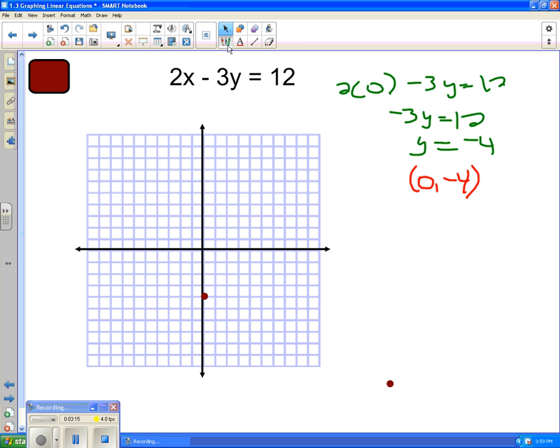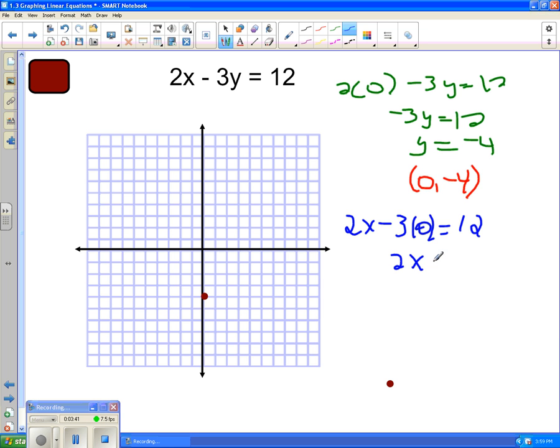Then I want to go and find the x-intercept. And to find the x-intercept, this time I'm going to let y be 0. So I have 2x minus 3 times 0 equals 12. And so here, the minus 3 times 0 will go away. It's going to leave the 2x. So I have 2x equals 12.